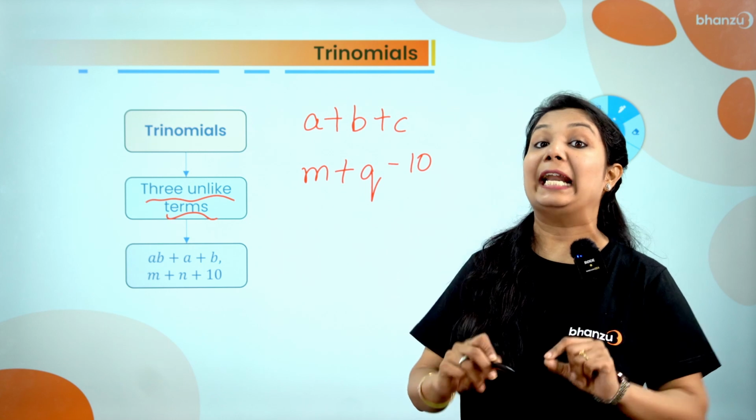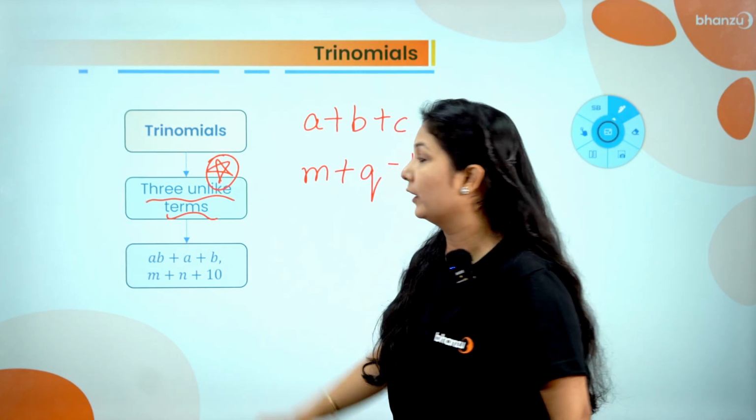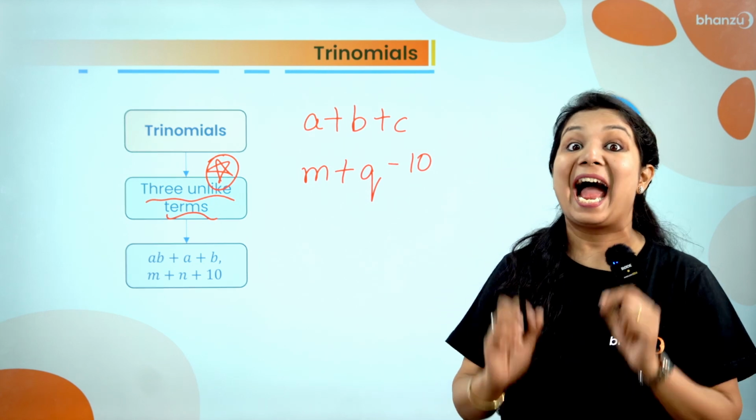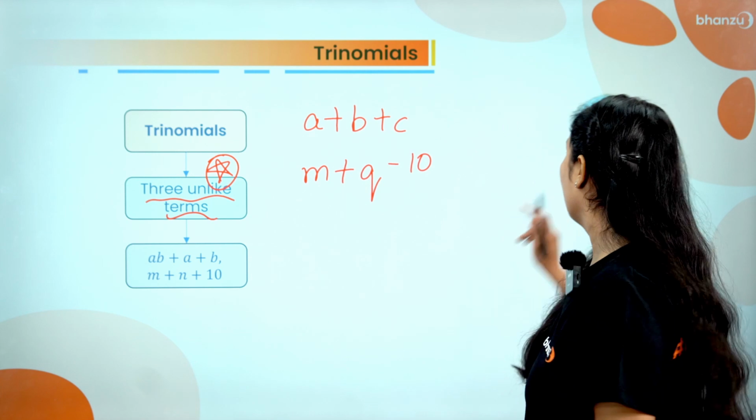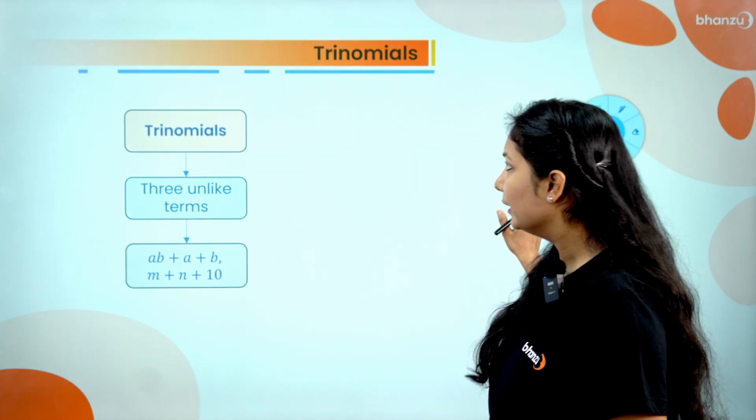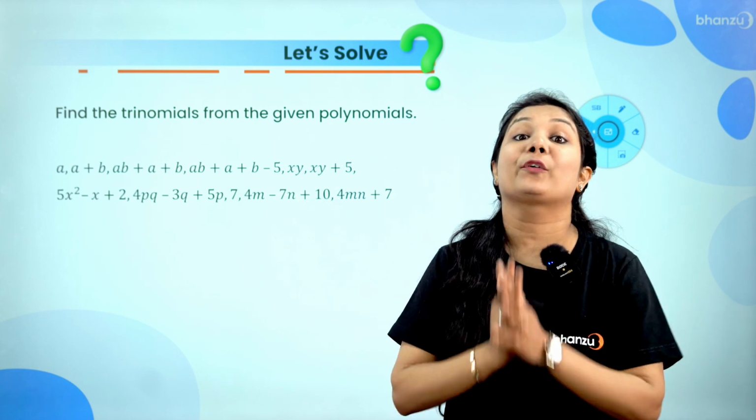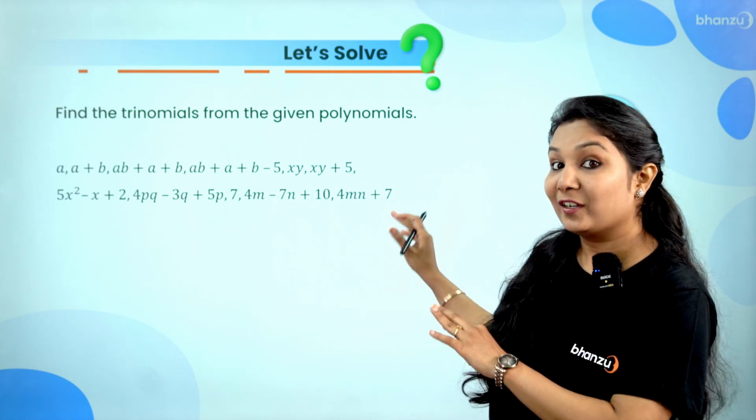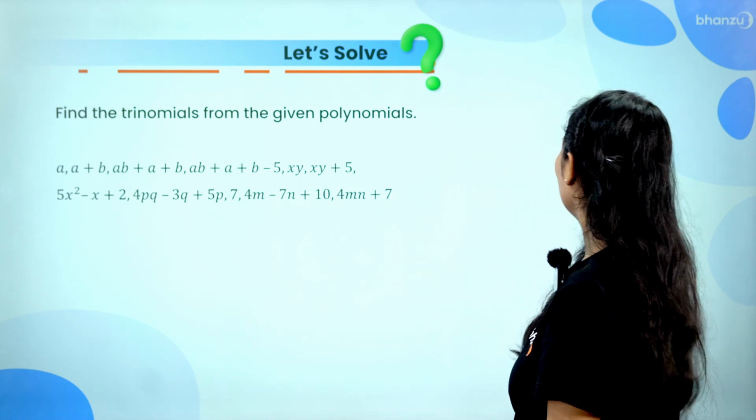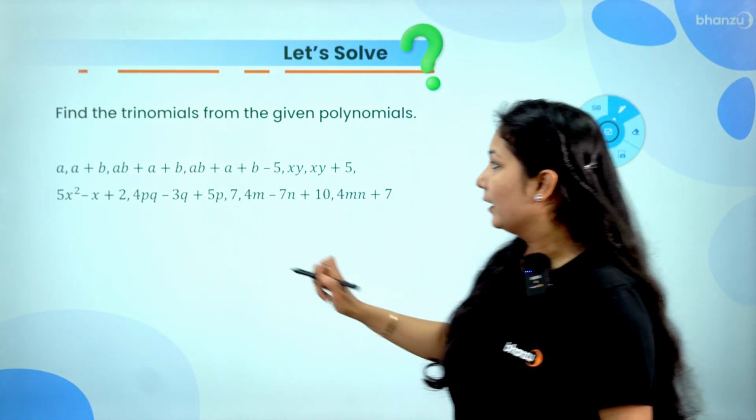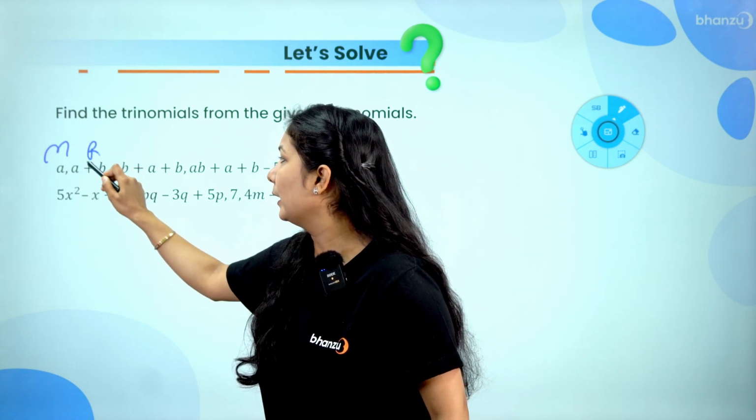Again we are saying unlike. So this word unlike is really very important when we talk about binomials and trinomials. So we'll be seeing why it's so important today in the session, don't worry. So now in the same question, let's try to find out the trinomials. So whichever have three terms will be taken as trinomials over here. So let's start. A was a monomial. A plus B was a binomial.